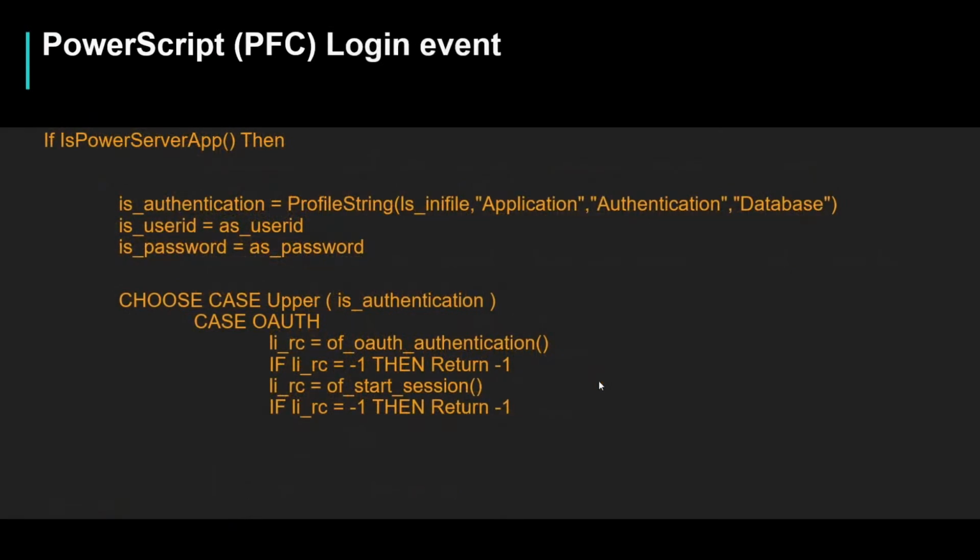This is my PFC login event, and one of the things I'm doing here is I checked to see if it was a PowerServer app. That way I could maintain a single code base and do both client-server applications and the PowerServer applications. So down below, in the else clause, it does a standard database login. Now what I'm doing, and once again this is because my sample code was doing all the different authentication methods, is I actually check the application INI file to see which authentication method I want to use. So you wouldn't have that in your app. And you wouldn't have a choose case based on the authentication method. You would just call your OAuth authentication. If the authentication works, then you call that start session method that we just looked at.